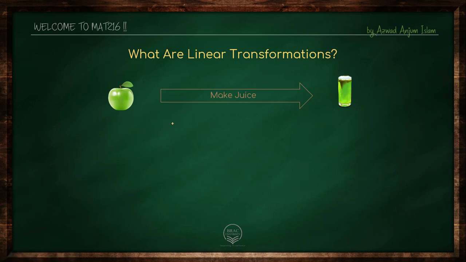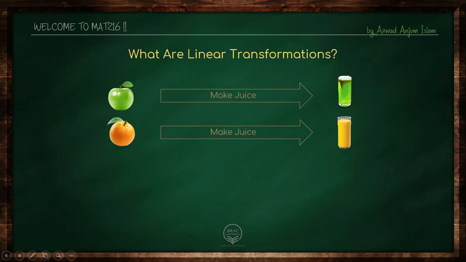Anyway, so if I apply the same transformation to one orange, I'm going to get a glass of orange juice. Now for consistency, let's assume that every unit of a fruit contains exactly 1 liter of juice. So 1 apple is going to be transformed into 1 liter of apple juice, and similarly 1 orange is going to get you 1 liter of orange juice.